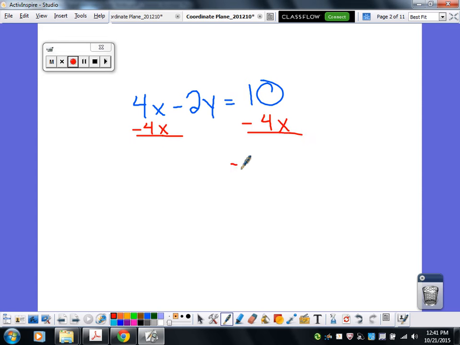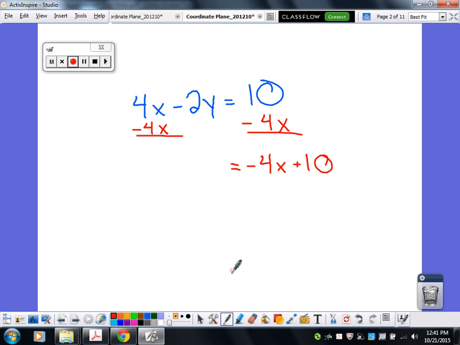Watch this. Bring down the equal sign. How do I write this on the right-hand side? Can I do 6x? Is 10 minus 4x 6x? It's not, because they're not like terms. So what do I write? Negative 4x plus 10. And then what about the left-hand side?